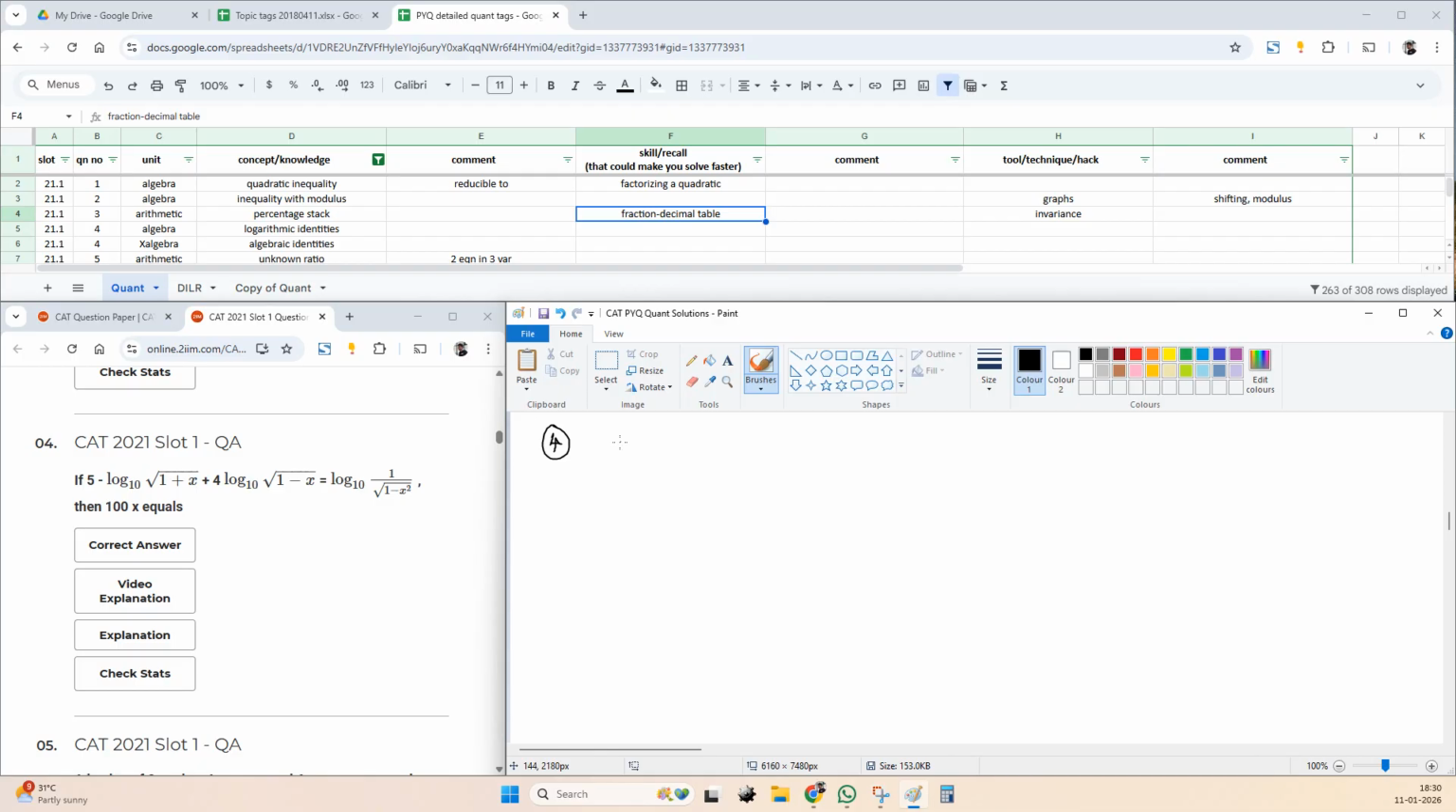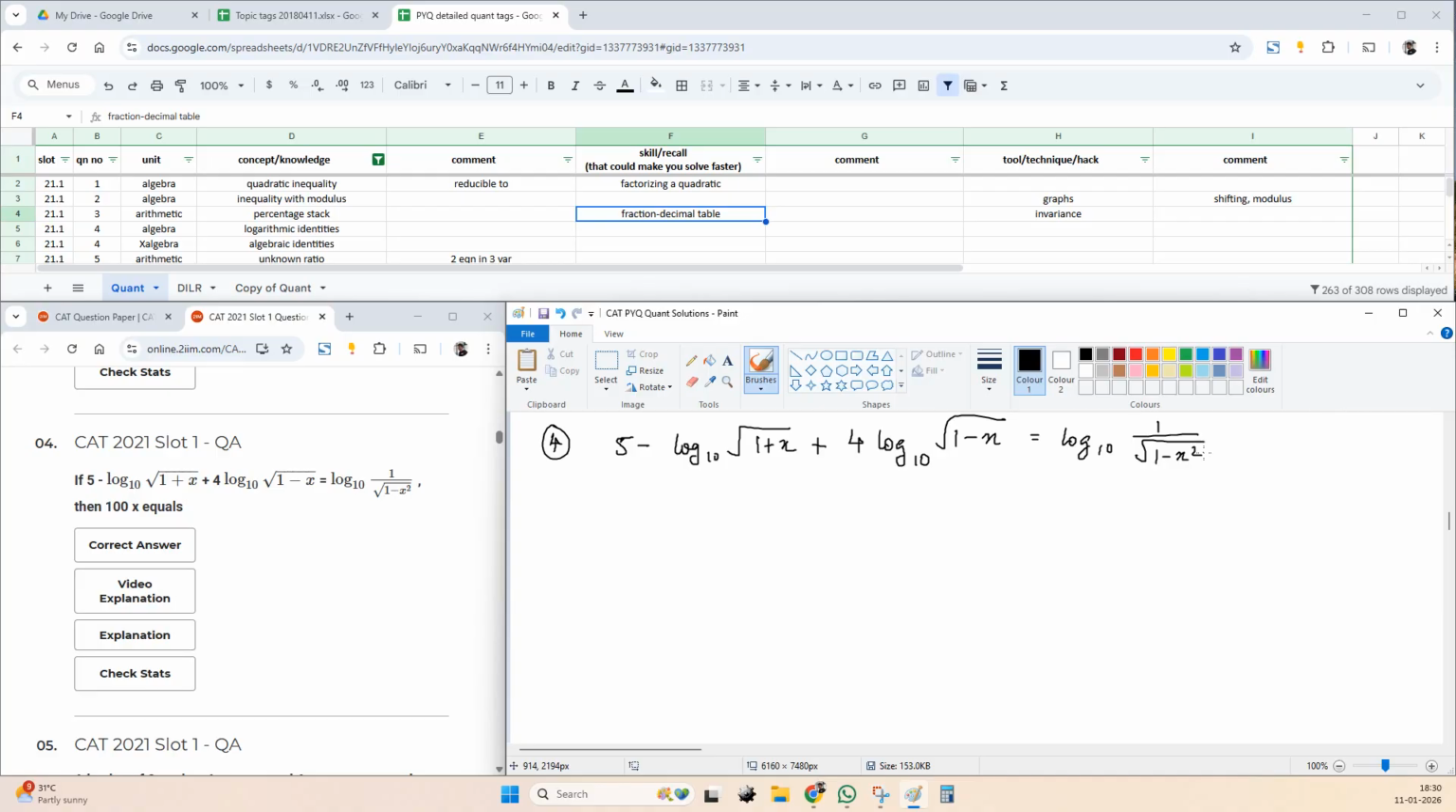If 5 minus log to the base 10 of root 1 plus x plus 4 log to the base 10 of root 1 minus x is equal to log to the base 10 of 1 by root 1 minus x square, then 100x is how much?